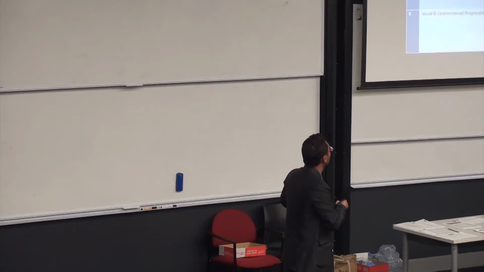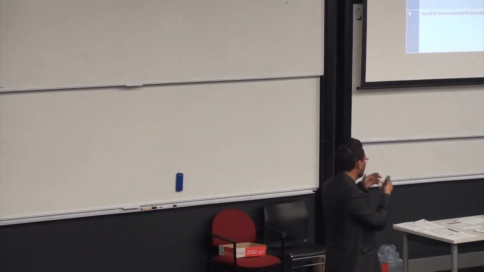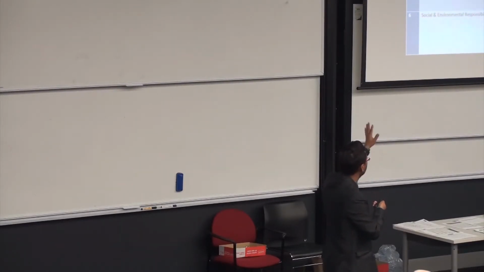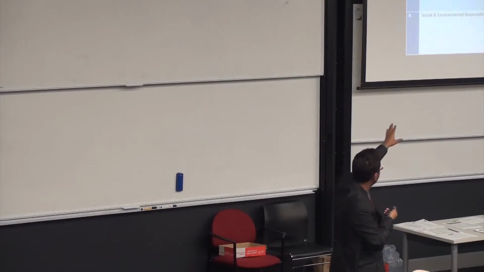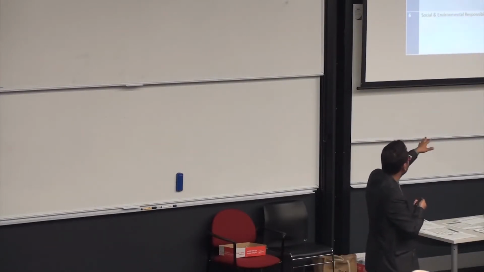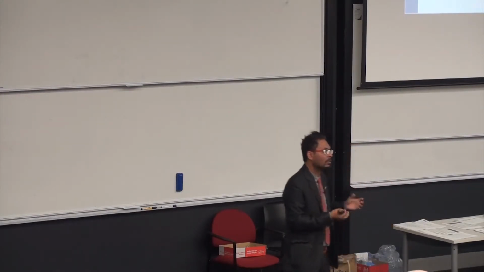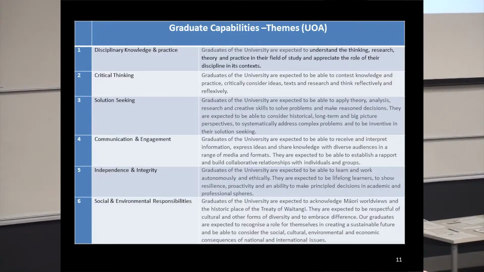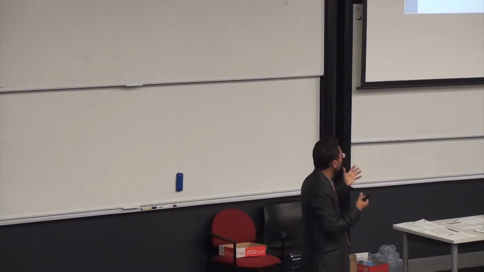Those are all the four assignments here. And then I was looking at the graduate profile, and I thought it would be a good exercise to try and map how the assignments are linked with some of these things. So to simplify it, these are the themes, some of the important bullet points which come under these themes, and here are the assignments. Now, the interesting thing about this particular course is that we have placement. Placement in itself is a huge learning opportunity, and it covers a lot of these things: disciplinary knowledge, critical thinking, solution seeking, communication and engagement, and all that.